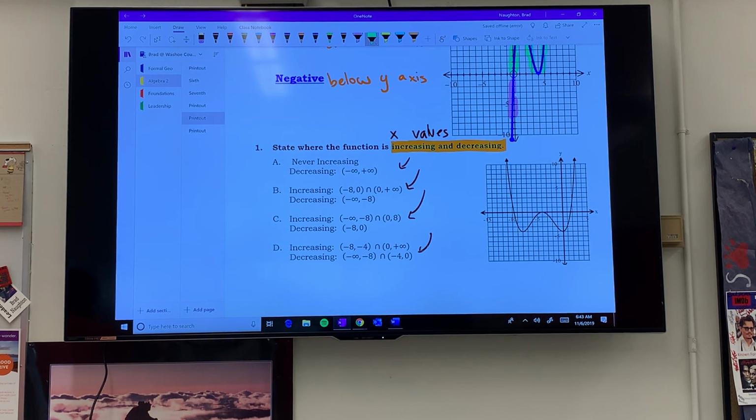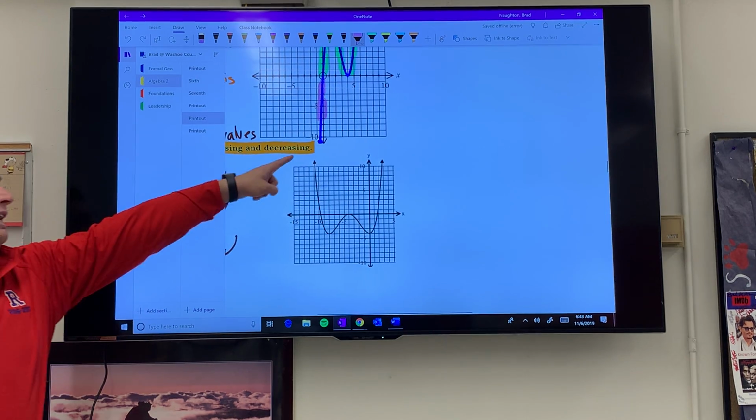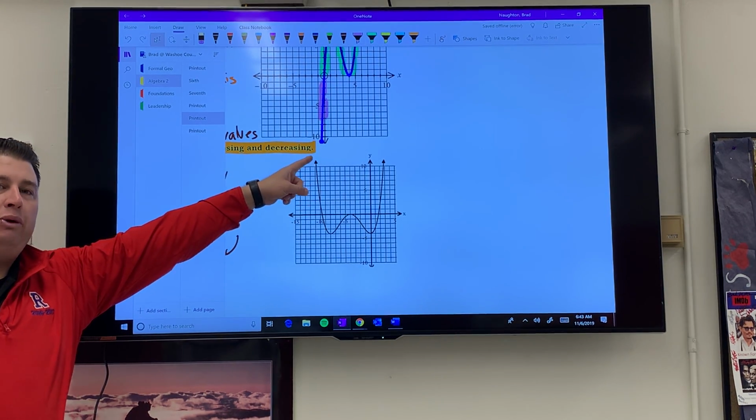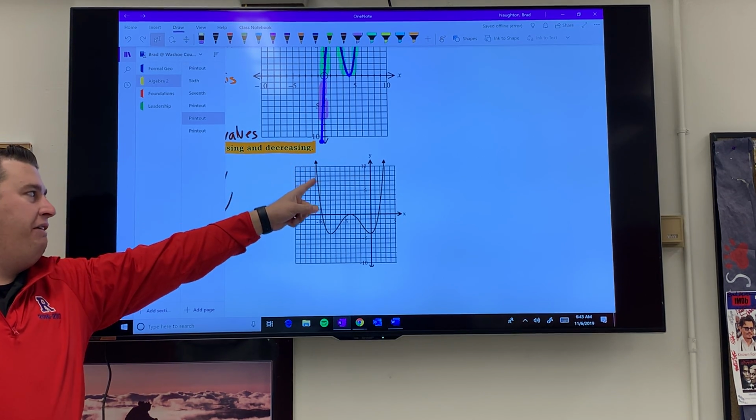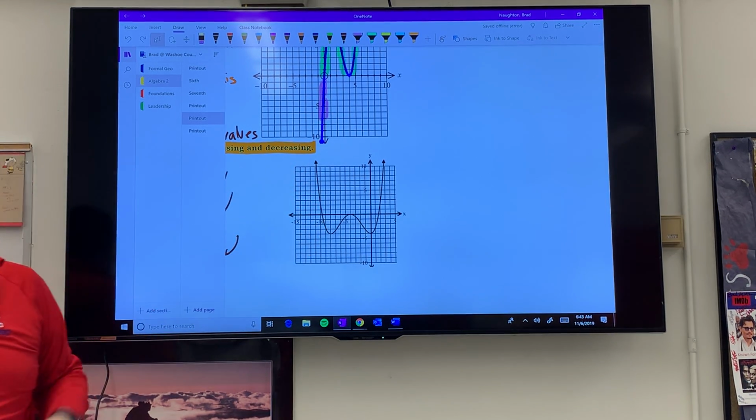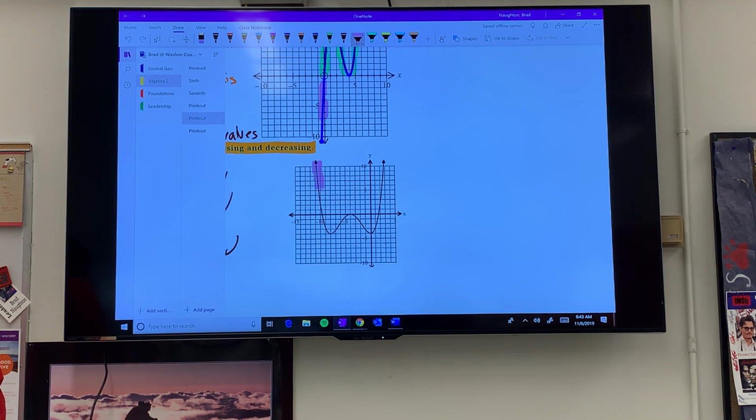So let's go ahead and label it first. Ladies and gents, when it's going down, so if we look at this here, even though my arrow is pointing up, we read it from left to right. So I'm starting here, and as I go on my graph, my finger is going down. So that's going to be decreasing. So I'll go ahead and do that in pink to say that's my decreasing.